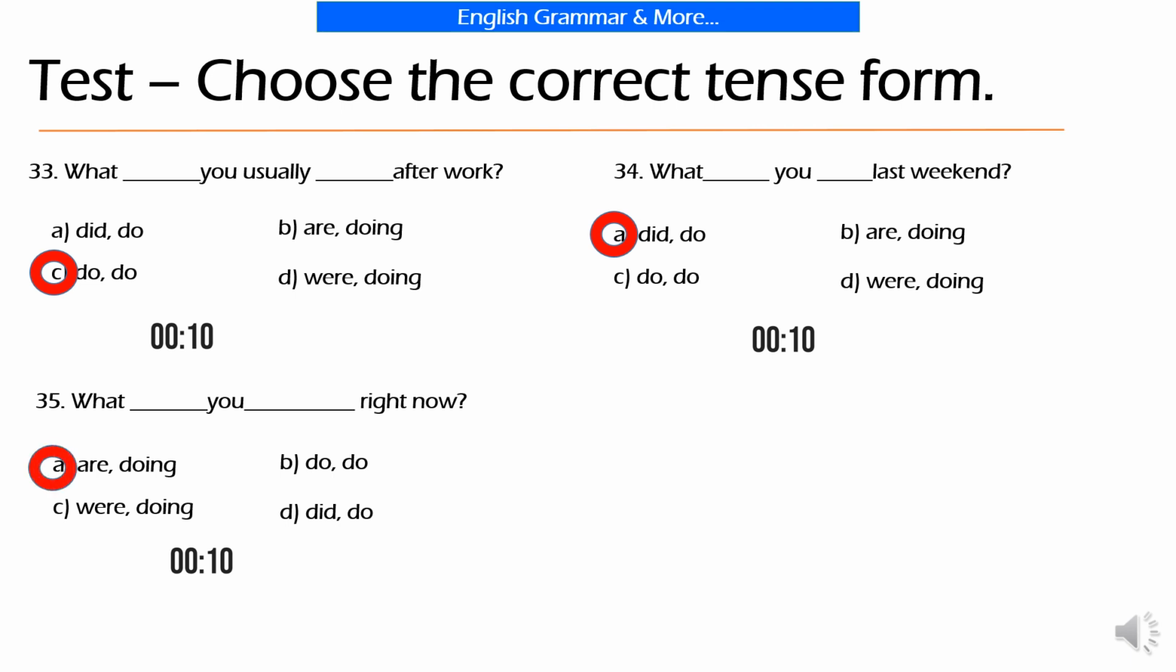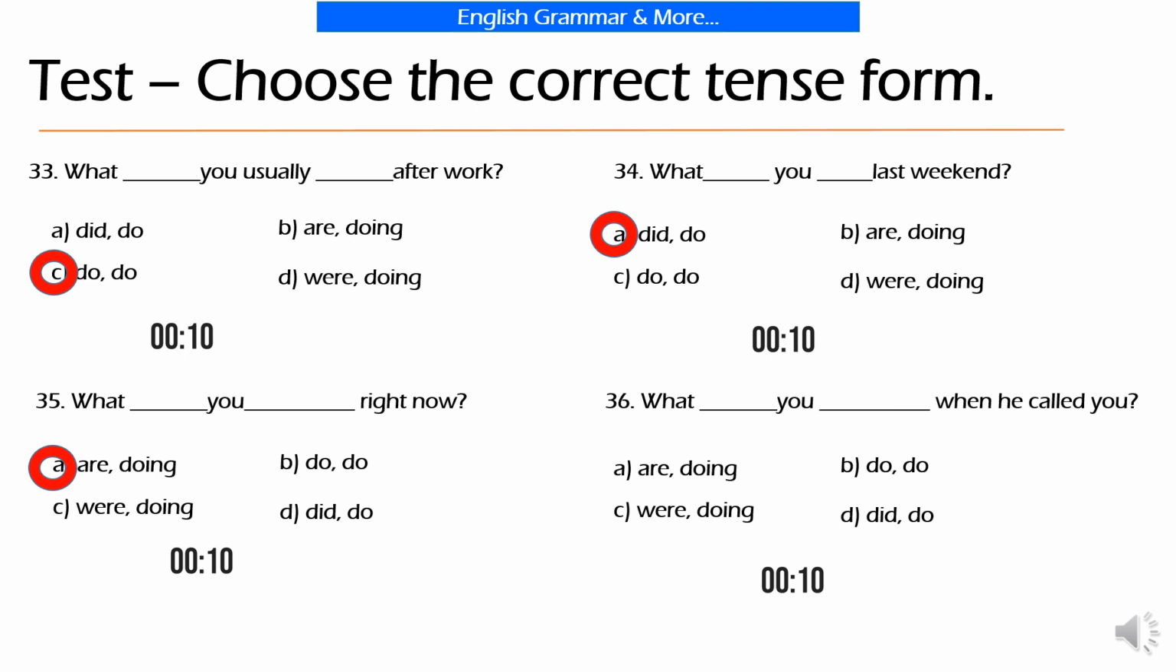The correct answer is A. What are you doing right now? Here, we chose the present continuous tense because the time adverb right now refers to the present continuous tense form. Question 36.